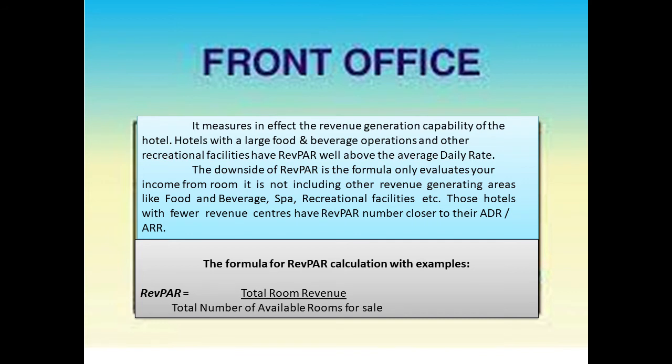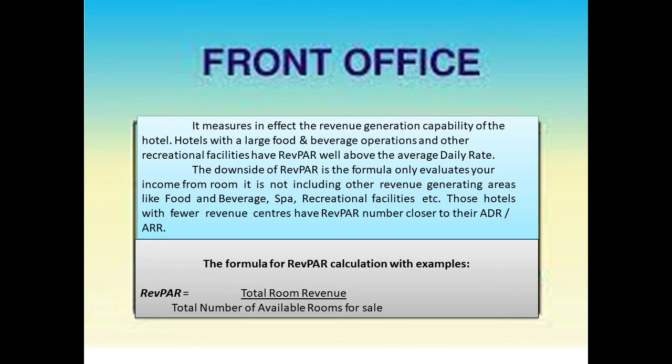Hotels with large food and beverage operations and other recreational facilities have RevPAR well above the average daily rate. The downside of RevPAR is that the formula only evaluates your income from rooms. It is not including other revenue generating areas like food and beverage, spa, recreational facilities, etc. Those hotels with fewer revenue centers have RevPAR numbers closer to their ADR or ARR.